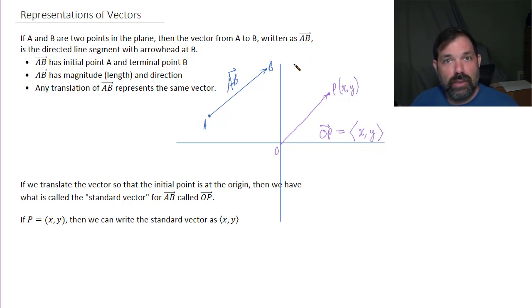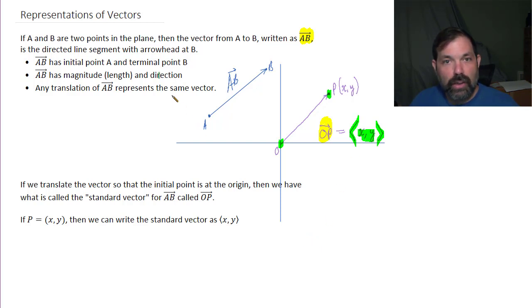So we've now seen two representations of a vector. We've seen the vector written with an initial point and a terminal point with an arrow above it. Right? So here's a representation of a vector, and here's a similar representation. I've highlighted those two. Another representation of a vector is a standard vector. A standard vector has the initial point at the origin, the terminal point somewhere out there, some point x, y, and we can write the standard vector with the angled brackets and listing the terminal point.